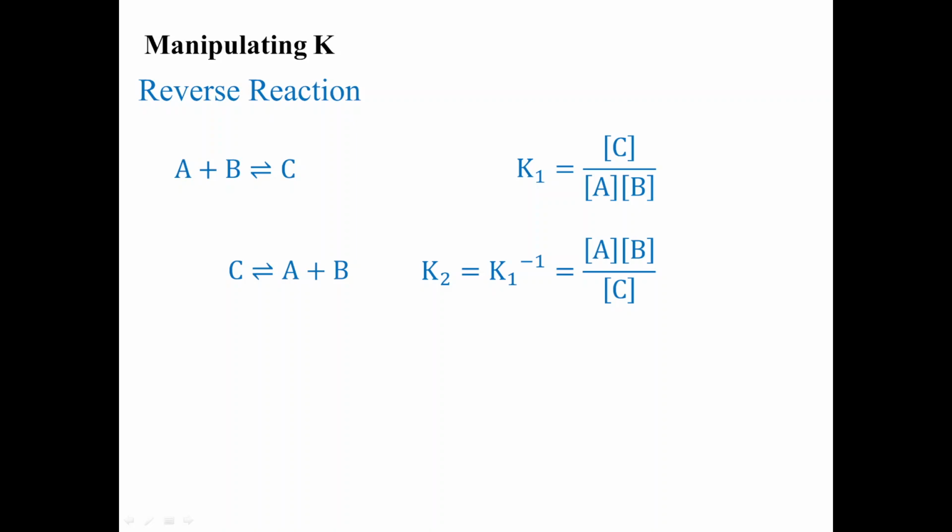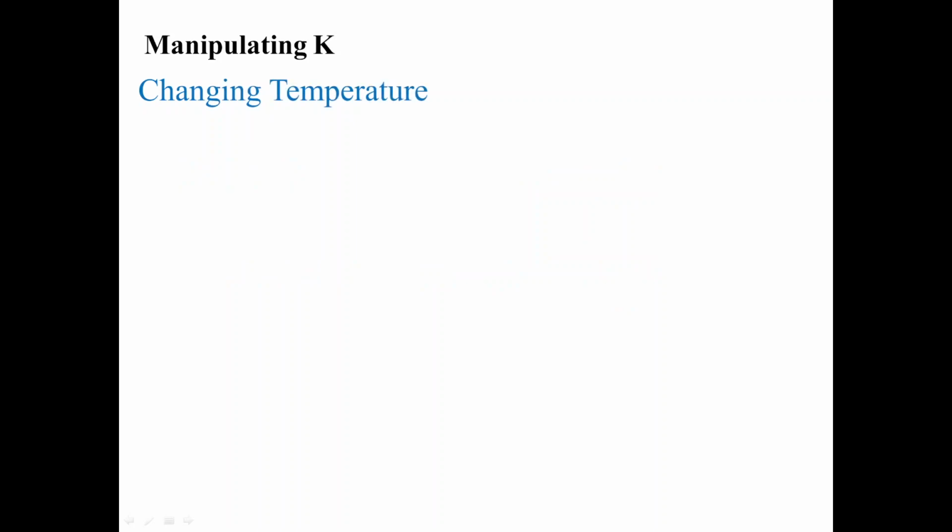So simply just 1 over K1 will give us the same result. All right. And the last way we can manipulate K is through changing the temperature. So K, our equilibrium constant, is a factor based on temperature. But you can actually do this in a known way. It will change in a quantifiable way.